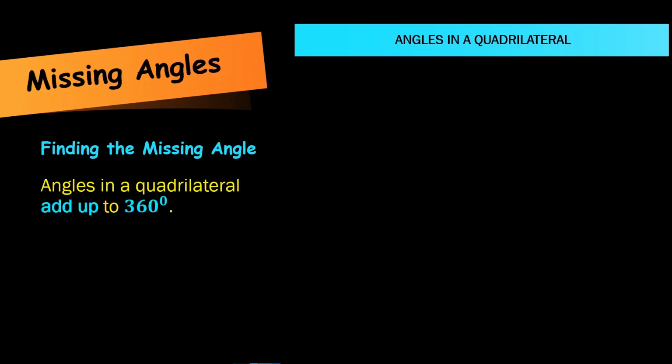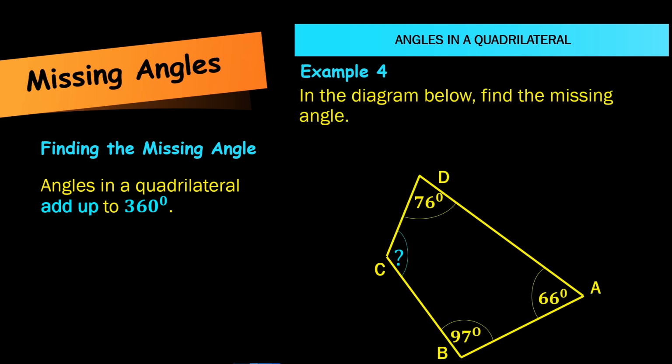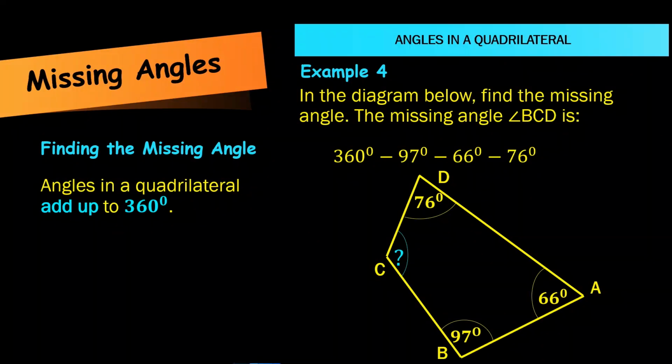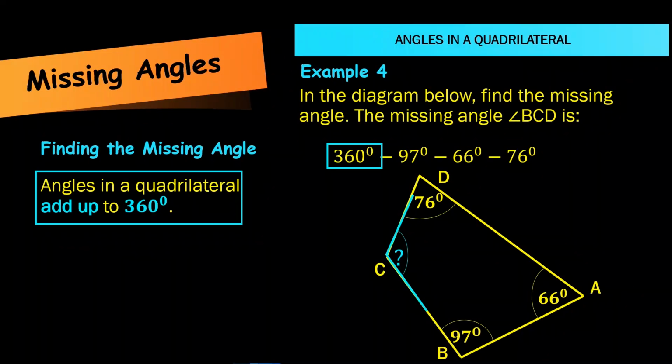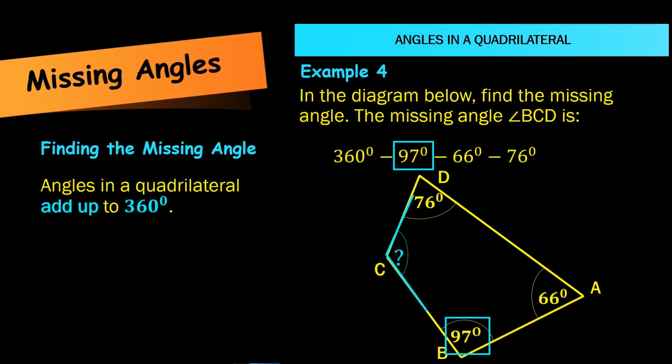Now let's take a look at quadrilaterals. The angles in a quadrilateral add up to 360 degrees. So in the diagram on your screen, if we would like to find the missing angle BCD, then we need to take 360 degrees and subtract all the other angles from it. So we have that the missing angle BCD is equal to 360 degrees minus 97 degrees minus 66 degrees minus 76 degrees, which is equal to 121 degrees.